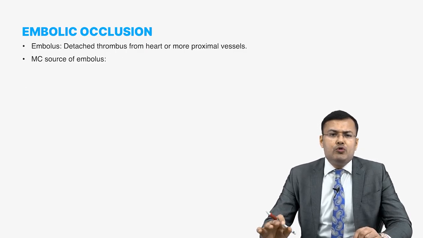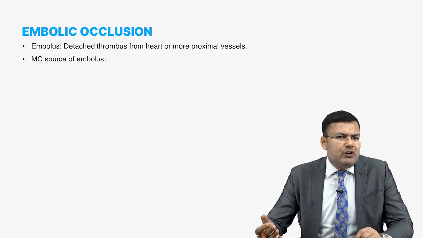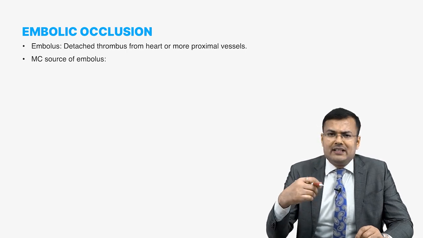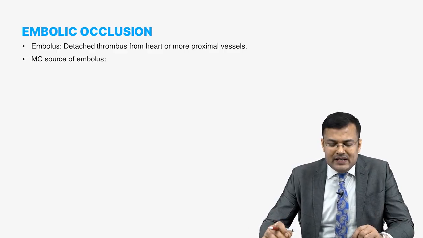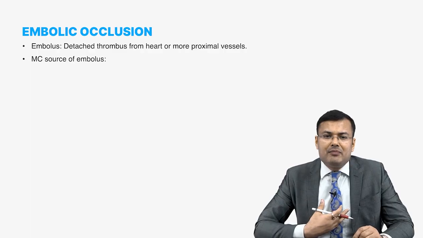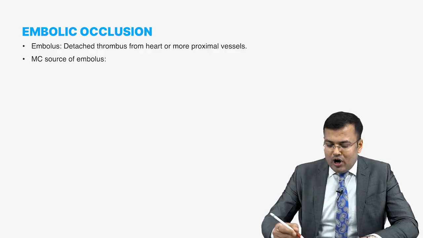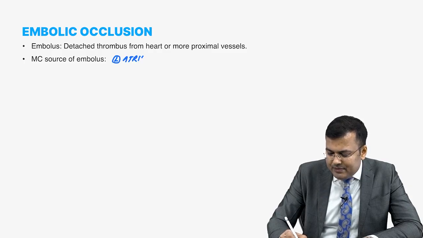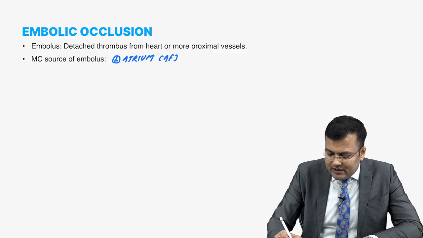Next is embolic occlusion. See, embolus is one of the important causes of arterial occlusion. What is an embolus? It is a detached thrombus from the heart or more proximal vessels. Can you tell me what is the most common source of embolus? Yes, it was discussed in medicine multiple times. Guys, it is the left atrium. Why? Because these patients are having atrial fibrillation. So the most common source is the left atrium.